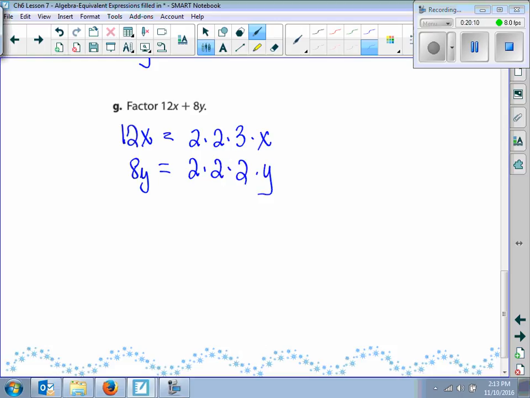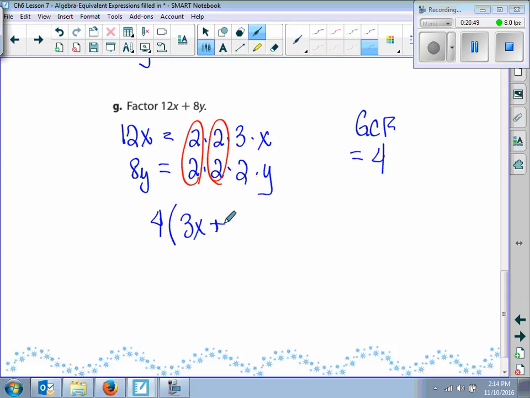Very good. Now we want to circle what they have in common. So we've got some 2's there. We've got another set of 2's. Anything else? Nope. All right. So now, what am I factoring out? What's the GCF? 2 times 2, which is 4. So that's going to be on the outside of the parentheses. What's left on the inside? 3 times x, which is 3x, plus 2 times y, which is 2y.